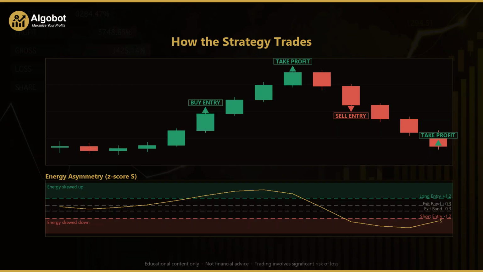This is how directional energy asymmetry turns raw price and volume into a single, self-adapting decision, one closed bar at a time. Remember, this is a simplified illustration for learning purposes only.